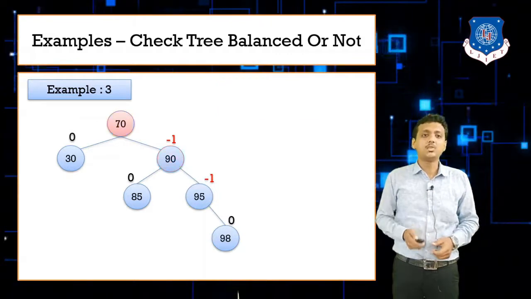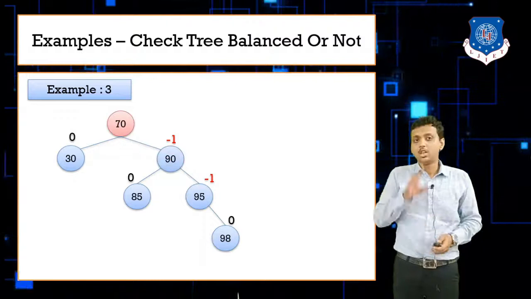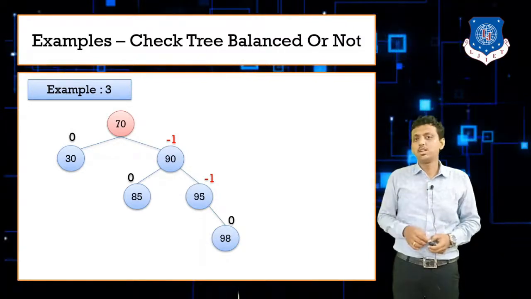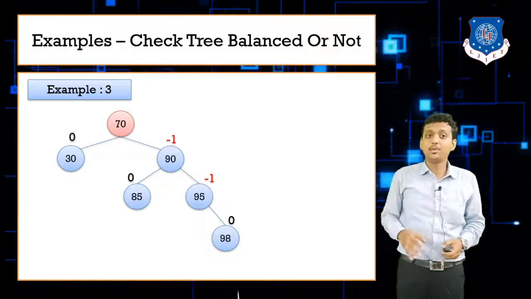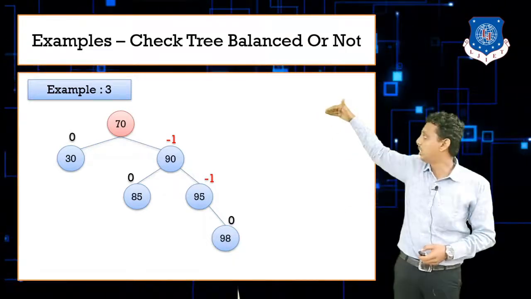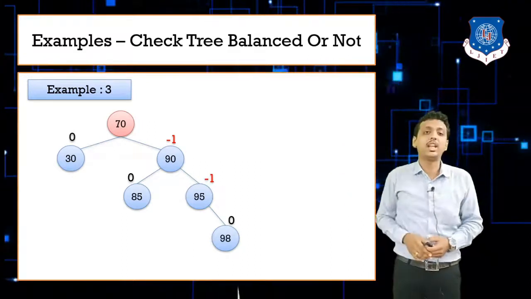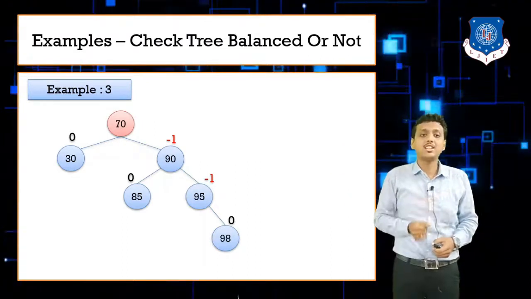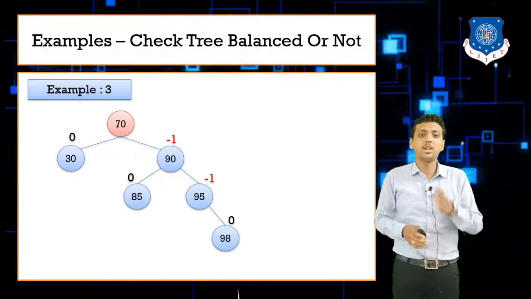Now next we have the root node 70. For the root node 70, students, in the left subtree we have only one level of height. On the right subtree, see how many levels are there? One for 90, second for 85 and 95, and third for 98. So the right subtree contains 3 levels. That's why the height of the right subtree becomes 3.